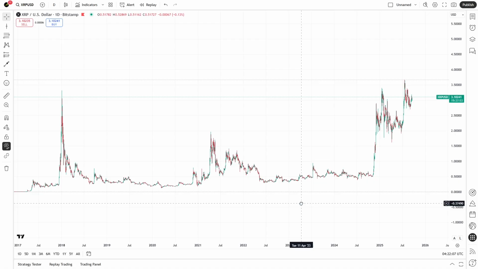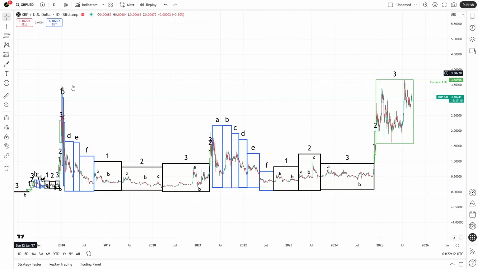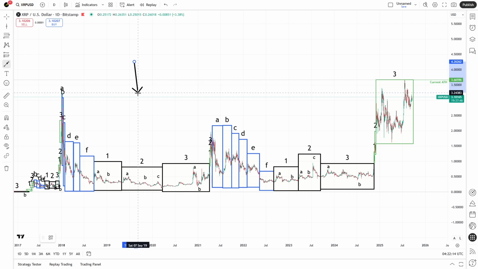Believe it or not, XRP has a repetitive macro structure. This is what it looks like. It's kind of confusing, but essentially there are 3 different parts in the XRP macro structure.